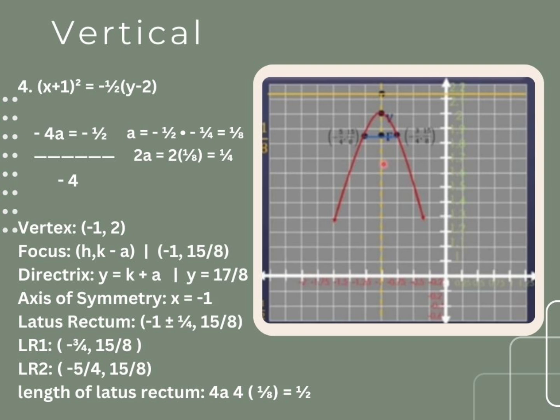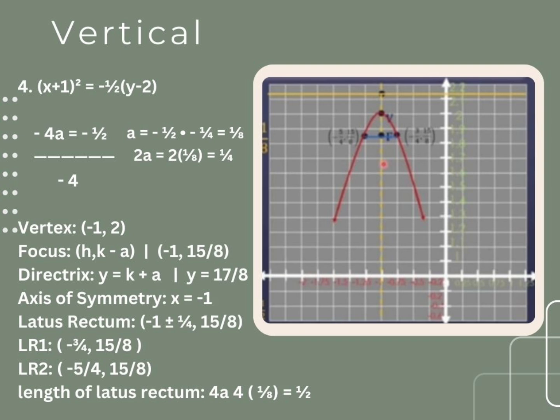So the endpoints are latus rectum 1, (-5/4, 15/8), and latus rectum 2, (-3/4, 15/8). The length of the latus rectum, 4a, is 4 times 1/8, which is 1/2 unit. Check the graph.